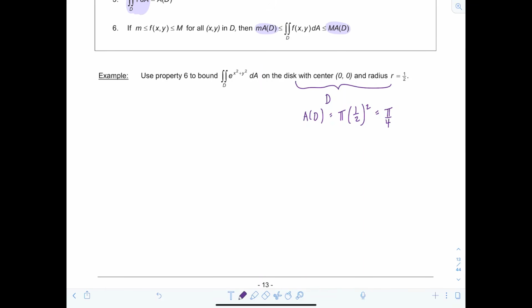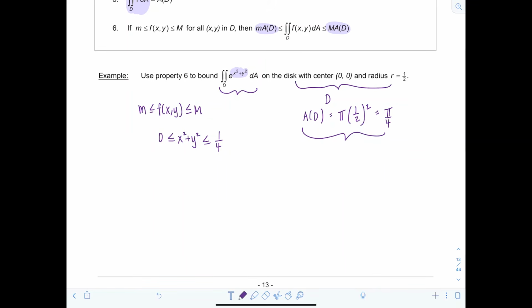And in order to bound this integral, I first have to just bound the function. I have to bound f of x,y. And what's popping out at me is this x squared plus y squared, right? Since this function e to the x squared plus y squared lives only over this disk, I know x squared plus y squared has to be less than or equal to 1/4 and greater than or equal to 0. Yes, it lives on the disk centered at 0,0 with radius 1/2.